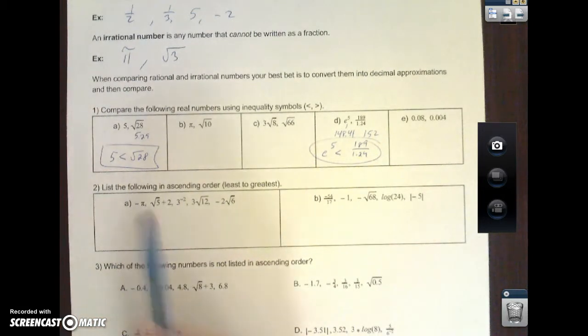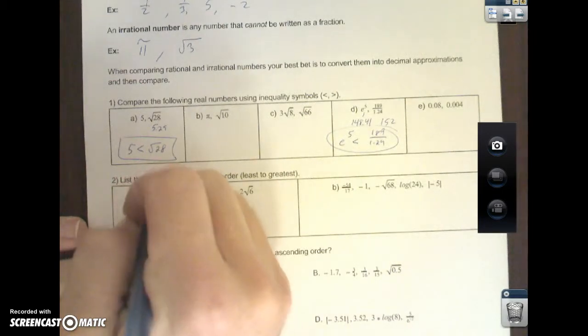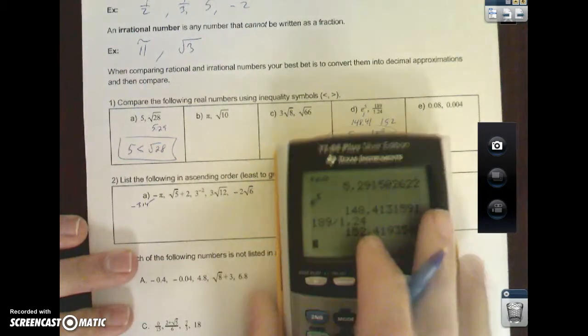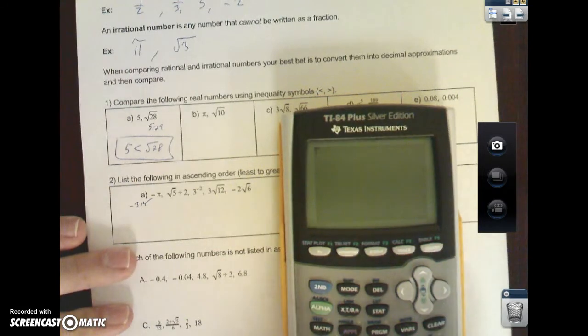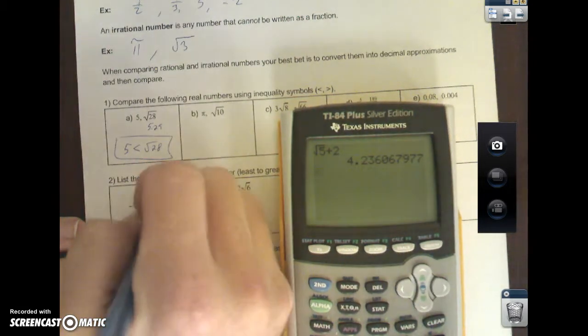Ascending order is from least to greatest, so negative pi would be negative 3.14. And just notice, I'm going to do a lot of pre-work, if you will. I'm going to do a lot of setting these problems up. Root 5 plus 2. Make sure that your plus 2 is outside of your radicand. Hit enter. 4.23.